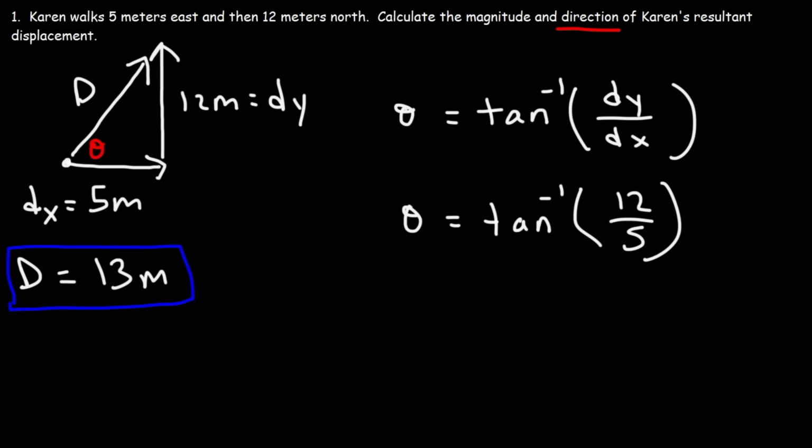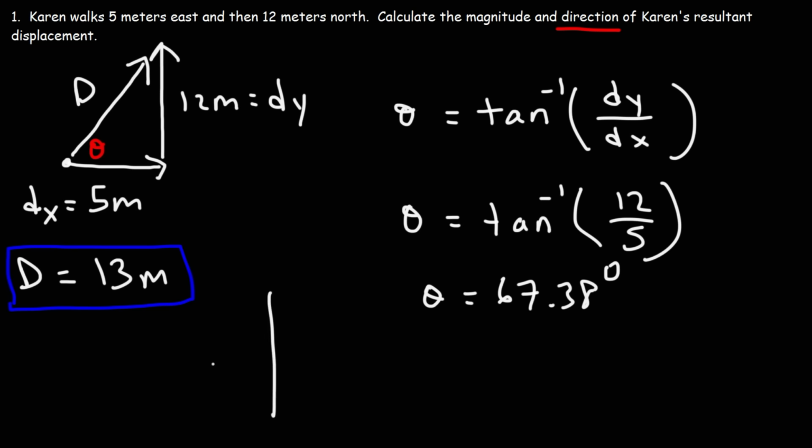By the way, make sure your calculator is in degree mode, because if it's in radian mode, you're going to get a different answer. So you should get 67.38 degrees as measured from the positive x-axis.